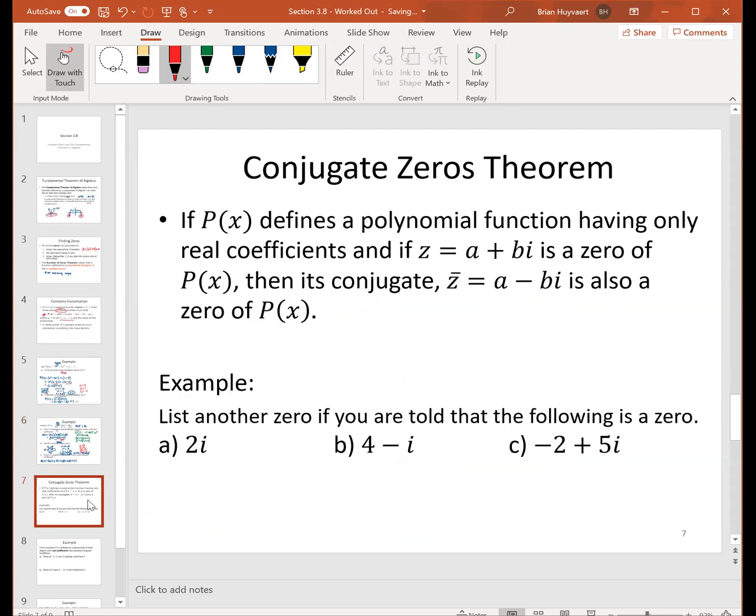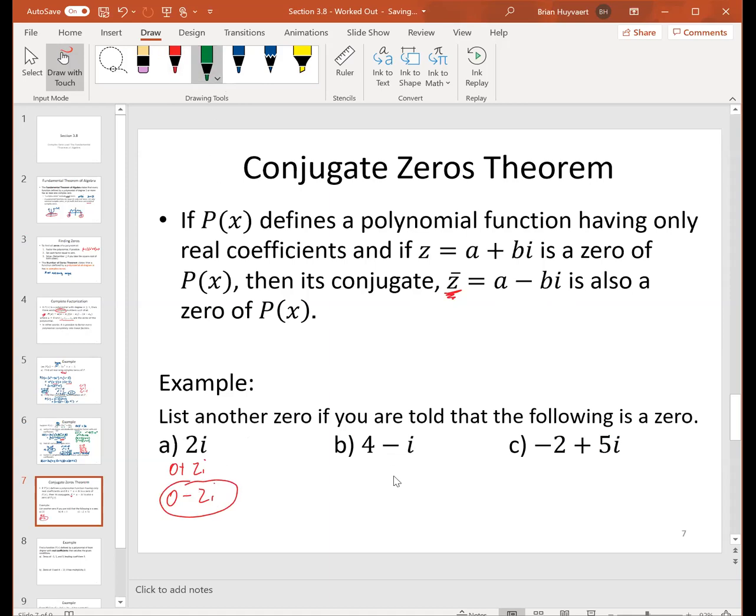All right, the conjugate zeros theorem. If p of x is a polynomial function and it has only real coefficients, and if some complex number z equals a plus bi is a 0, then so is its conjugate. So what that means is, coming to the bottom here, if 2i, or another way to say that is 0 plus 2i, is a 0 of our polynomial, then so is its conjugate, a minus bi. So that would be 0 minus 2i. That would be another 0 if the initial thing is a 0.